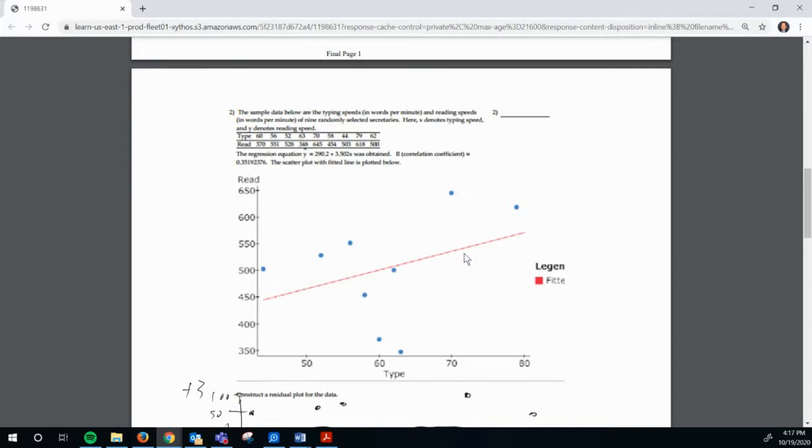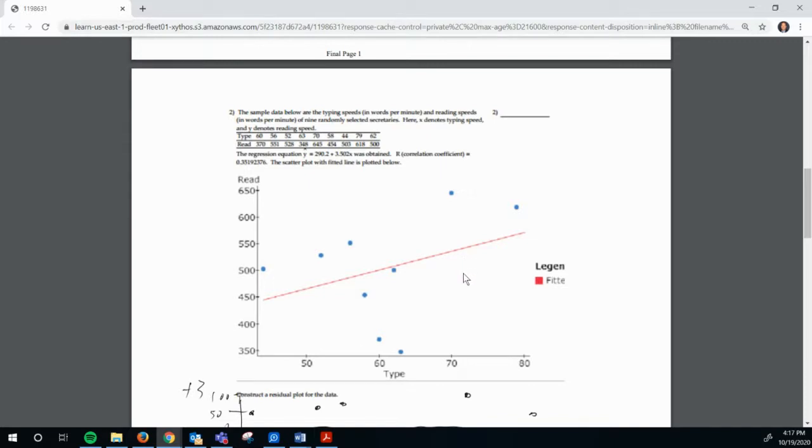If anybody remembers that from your homework, what's the strongest positive correlation? Yeah, 1. And if it's a negative correlation, the strongest would be -1. That'd be a downward trend. And the closer the number is to 0, the less sloped, or the less change, we see. So this R value is 0.35, so it's a weak positive correlation.